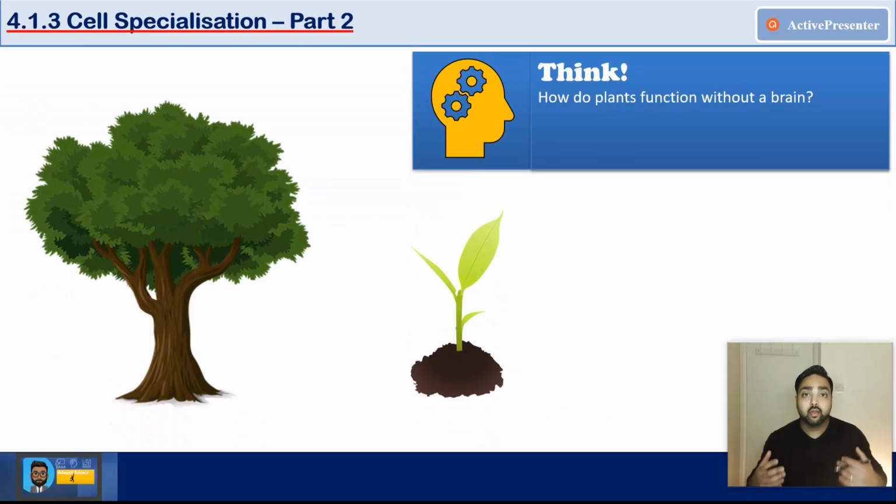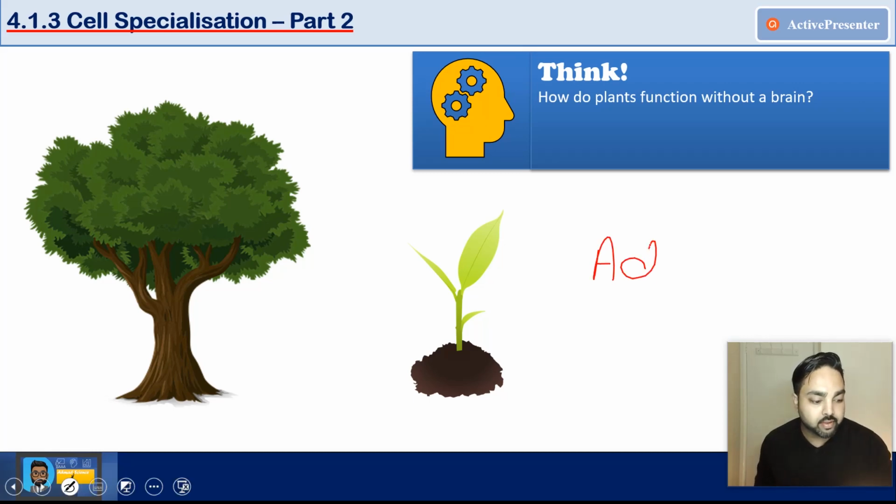The question I want to pose to you is, how do plants do everything that plants do without a brain? When you think about it, it's actually really weird. Plants are essential to life across the planet. However, when we think about plants, we don't necessarily think of them as sentient beings, because they're not. They don't have a brain. They don't think about what it is that they're doing. So actually, what plants need to do is adapt to the environment that they're in, and it all comes down to one word, which is adaptations.